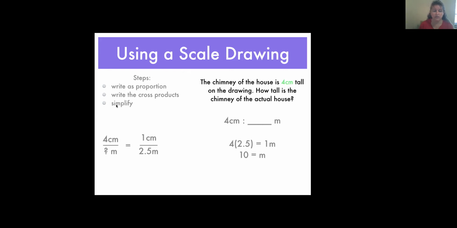To find that, you're going to write the cross products. You just cross multiply: 4 times 2.5 meters equals 1 centimeter times the unknown number. You write that out like this, and then you just work it out. What is 4 times 2.5? Your answer is 10. So the actual size of the chimney of the house is 10 meters.